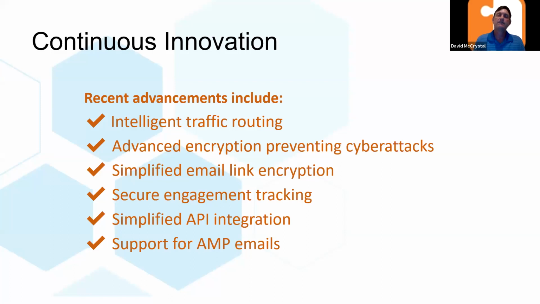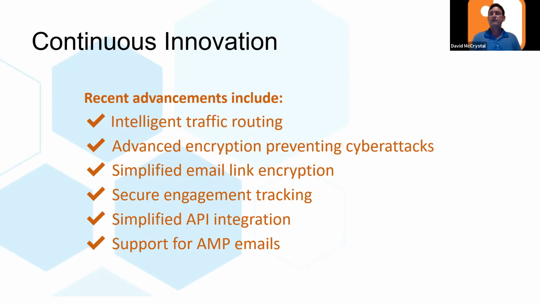Control of the underlying technology is key for many of these pieces. Advanced encryption techniques. In fact, we were the first to adopt the MTA-STS encryption standard mid last year, I think it was. Simplified email encryption to allow customers to do this more quickly and simply without the headaches that can come with applying encryption to their email links. Secure engagement tracking. Again, we've created really simple ways for people to access these types of technologies.